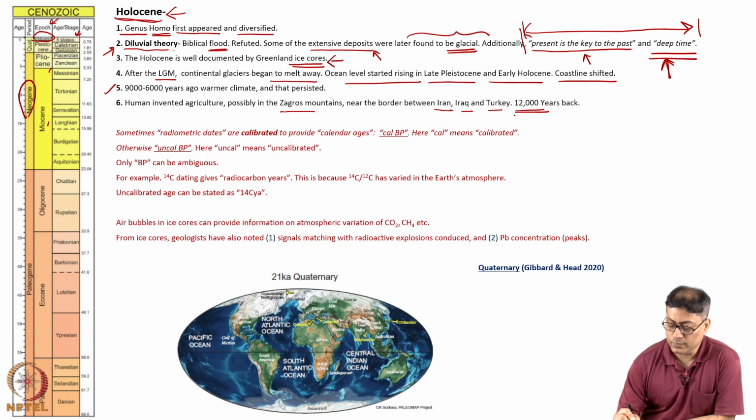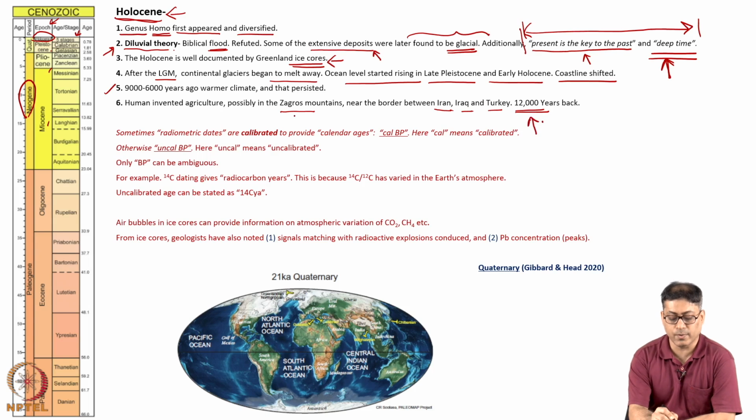With more research of the ancient world, this date might change. We may find something older than the Zagros mountain spot where cultivation started. So, these things actually keep on changing a little bit with time. One has to keep reading the literature for the latest update.